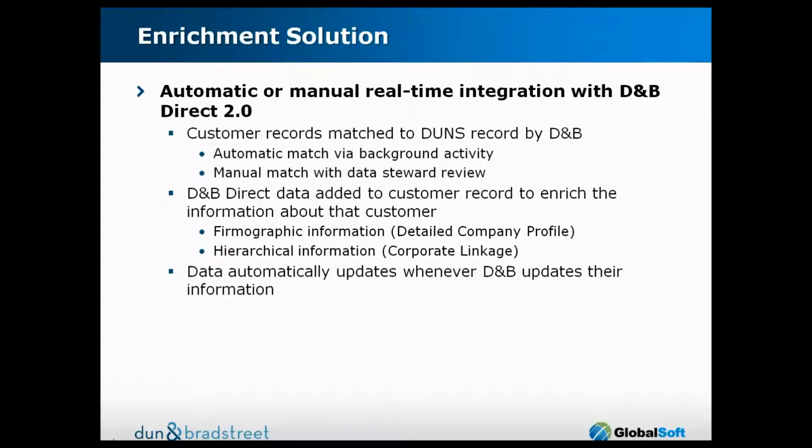The solution provides automatic or manual enrichment of organization records with data from Dun & Bradstreet. More specifically, this data is from the 2.0 service. There are two steps to the solution. One, matching a new record received by the MDM system to the records at DNB and receiving the associated DUNS for that record, and then enriching the data with company profile information or linkage information with the associated organizations that are a part of the family.